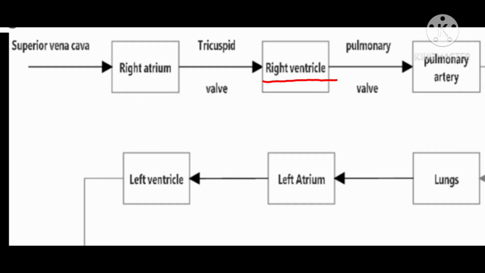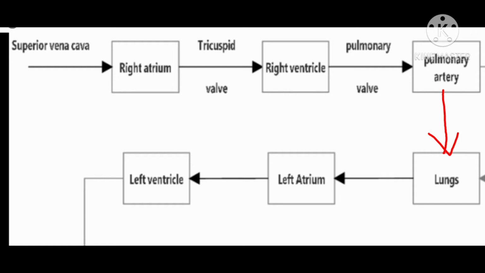Then what happens? The right ventricle, as we know, is carrying deoxygenated blood. So the right ventricle pumps the blood into the pulmonary artery. Sorry, it is written here as pulmonary artery. The right ventricle sends the blood, which is deoxygenated blood, into the pulmonary artery, and that blood is brought to the lungs. So the pulmonary artery brings the blood to the lungs.